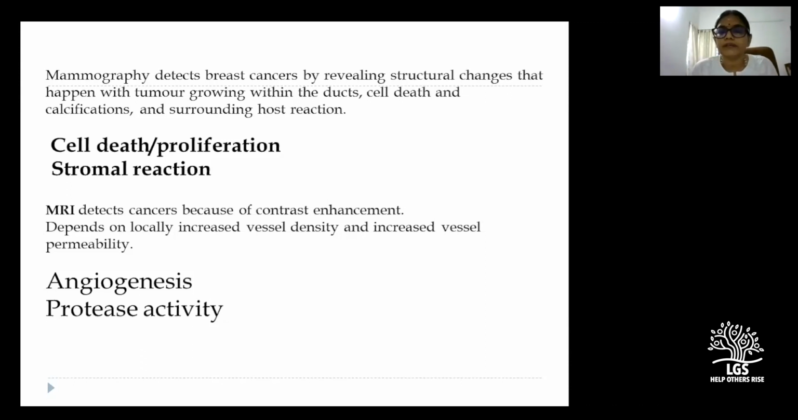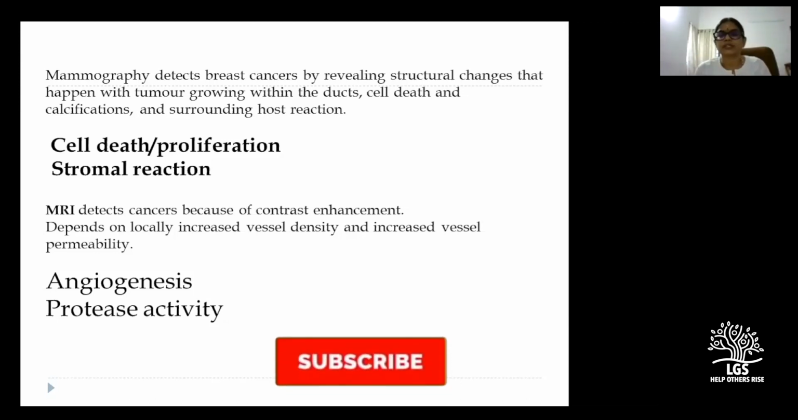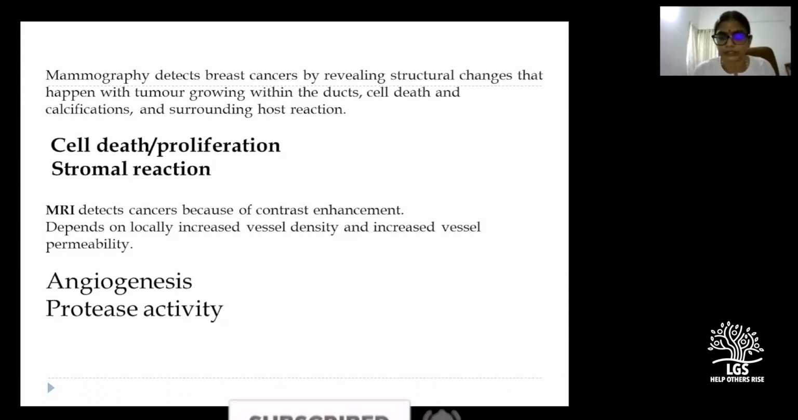So fundamentally, when you see changes in mammogram, the changes are because of structural changes that happen with tumor growing within the ducts and invading out of the ducts into the breast parenchyma, and it's all centered around the cell death, which results in calcification and surrounding host reaction. The tumor undergoes necrosis, it undergoes cell death, and that is seen as microcalcifications. And what happens surrounding the tumor in the way of host responding to the tumor is all the reaction that you see on the mammogram and ultrasound.